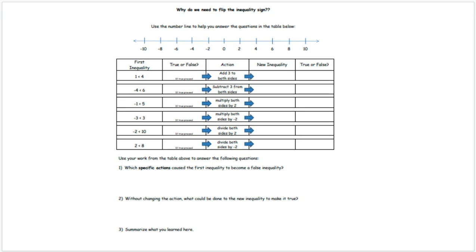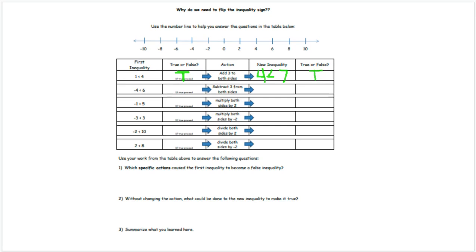1 is less than 4. So we know that 1 is less than 4 is very much true. So I'm going to go ahead and mark it as true. Now, if I were to add 3 to both sides, my inequality would then be 1 plus 3 is 4, is less than 4 plus 3, which is 7. So 4 is less than 7. That is still true. So I noticed that adding to both sides isn't really making a difference with my inequality.